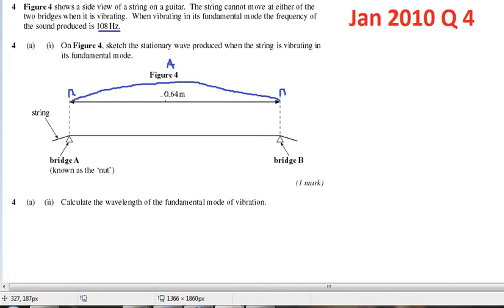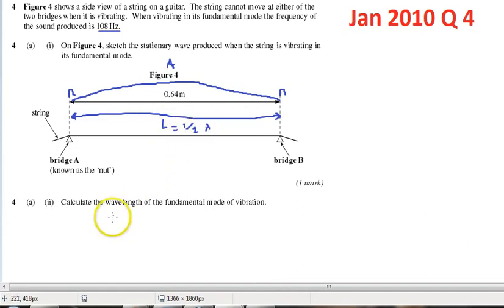Now, the second part of part A is asking us to calculate the wavelength of this fundamental mode. Well, I know that with my length of 0.64 meters, I'm getting half a wave on. I've got my node, I've got going up to my crest and back down, but I'm not going down to my trough. So I've got half a wavelength there. So I know that that length across here, which is the length of my string, is going to be half a wavelength.